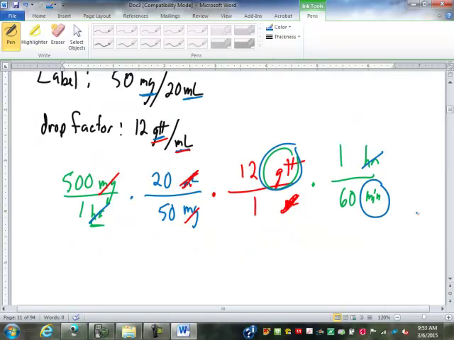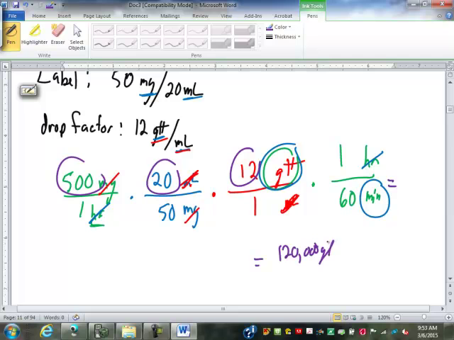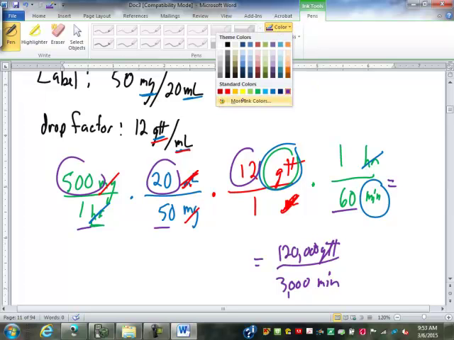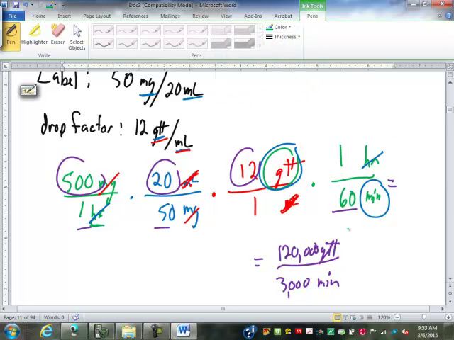So we can go ahead and do 500 times 20, which is 10,000, times 12 is 120,000 drops. 1 times 50 times 60 minutes is 3,000 minutes. We divide that out. 120,000 divided by 3,000 is 40 drops per minute.